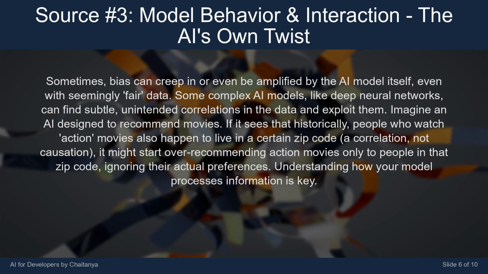Sometimes, bias can creep in or even be amplified by the AI model itself. Even with seemingly fair data, some complex AI models, like deep neural networks, can find subtle, unintended correlations in the data and exploit them. Imagine an AI designed to recommend movies. If it sees that historically, people who watch action movies also happen to live in a certain zip code, a correlation, not causation, it might start over recommending action movies only to people in that zip code, ignoring their actual preferences. Understanding how your model processes information is key.